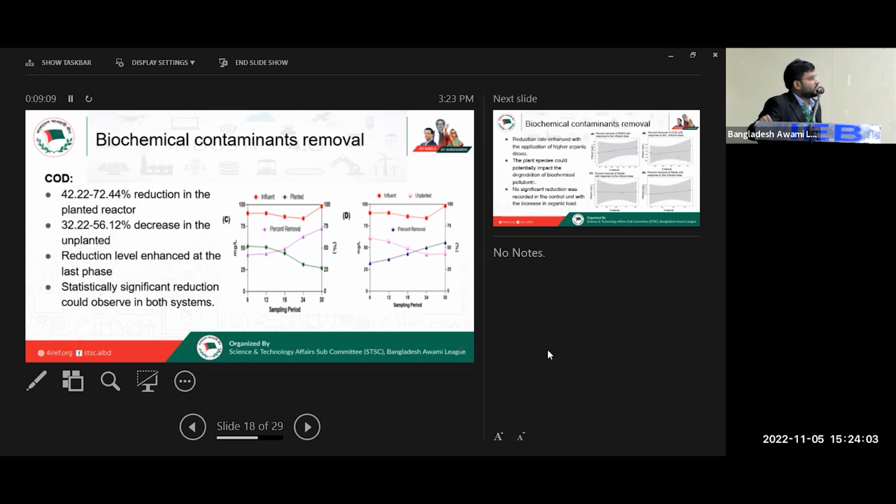The chemical oxygen demand decreased by 42.22 to 72.44% in the planted reactor, and 32.22 to 56.1% in the unplanted. The reduction level was enhanced in the last phase, and there was a statistically insignificant reduction observed in both. Statistically significant reduction occurred in both systems.